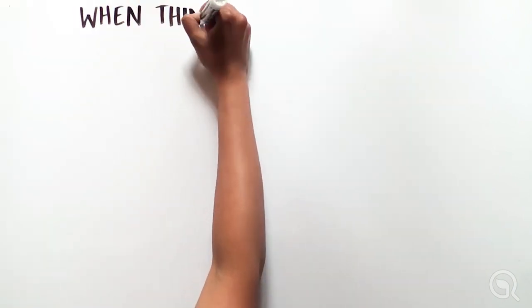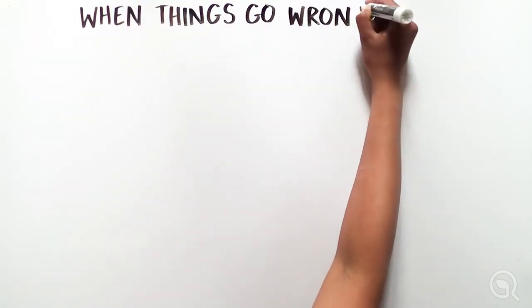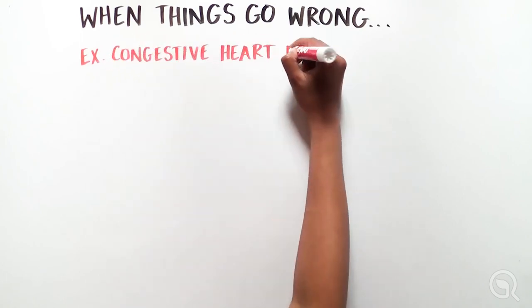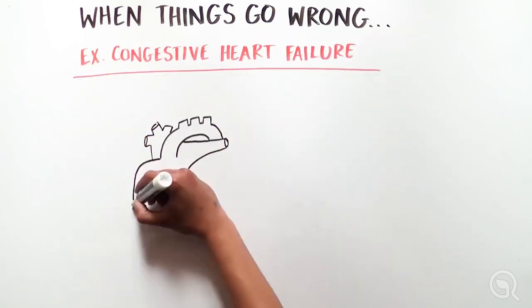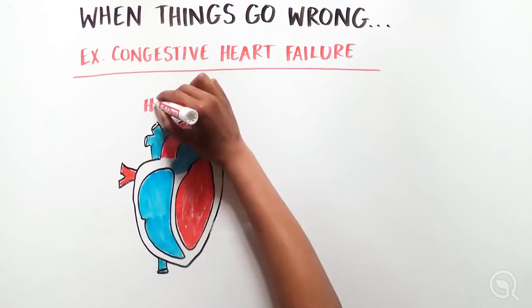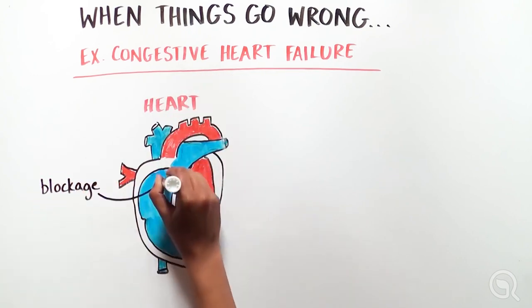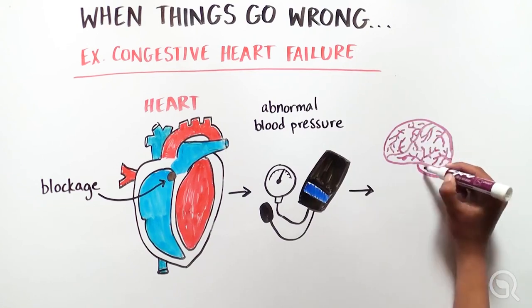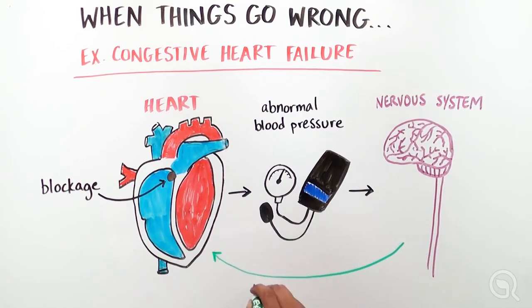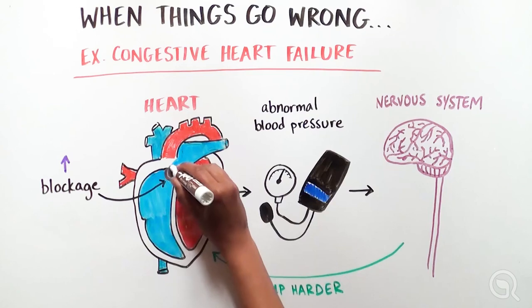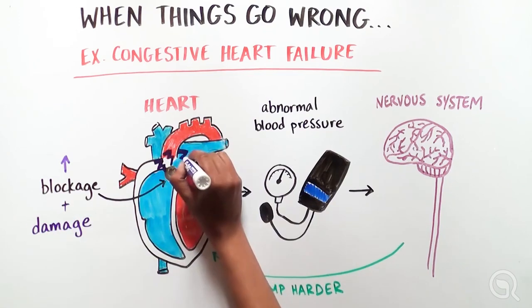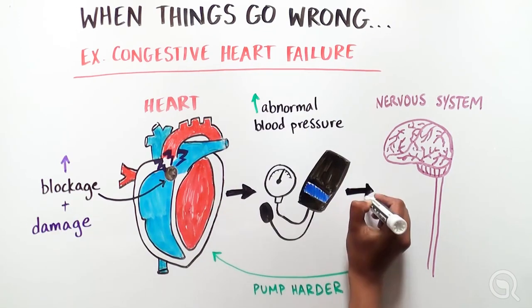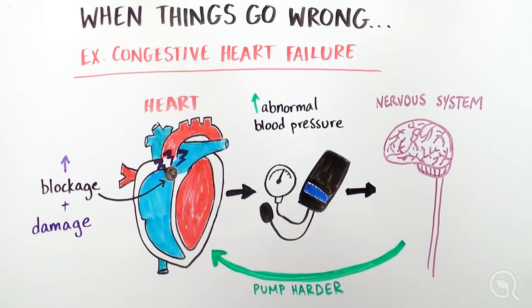But sometimes feedback loops don't work properly and cause health problems. Congestive heart failure, for example, occurs when a positive feedback loop goes awry. Here, heart blockages lead to abnormal blood pressure, which the nervous system detects and attempts to correct by sending signals to the heart to pump harder. This leads to more heart damage, which further disrupts blood pressure, and so on.